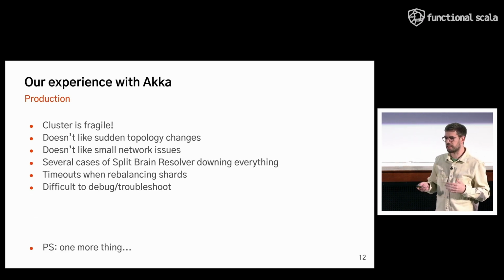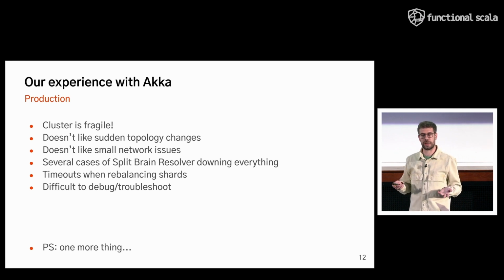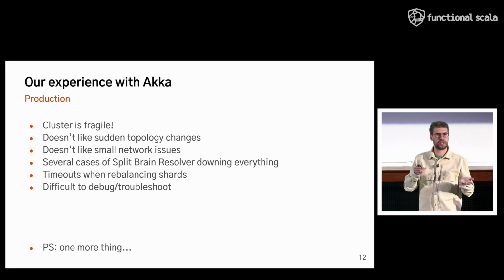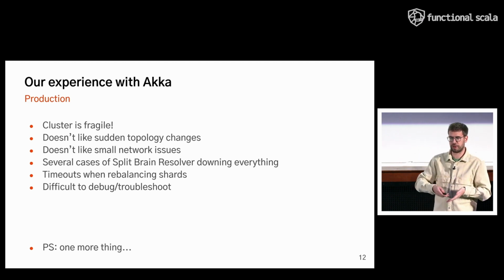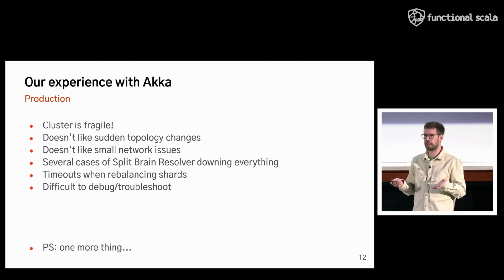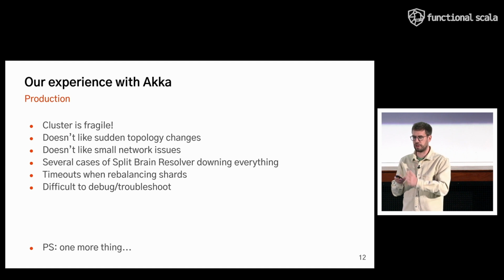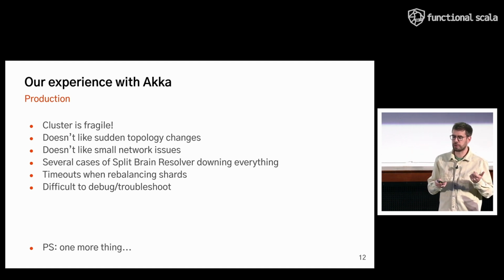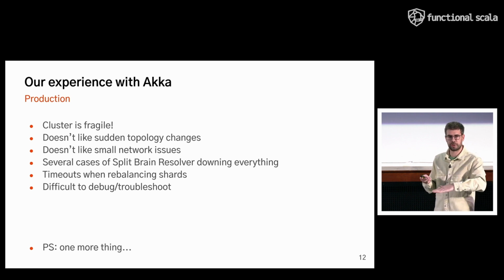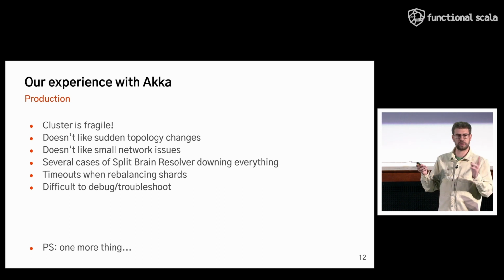But then the trouble started when we deployed into production. And we found out that the Akka cluster is really fragile. So it doesn't really like sudden topology changes, such as adding a lot of nodes or removing a lot of nodes at the same time. And it doesn't like network issues, like loss of connectivity between the nodes. Basically, there is a component called a split brain resolver that is in charge of downing nodes that are considered to be out of the cluster.